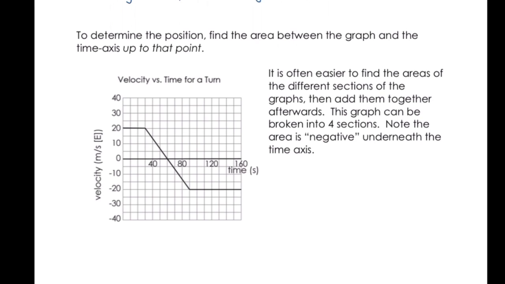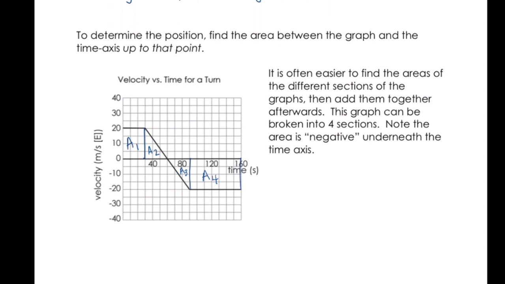So often it's actually easier to just find the area of the different sections of the graph and then add them together afterwards. This graph can actually be broken up into 4 different sections. If we were to break them up into sections, we have a section here, which would be A1, area of the first one. We have a section here, A2. We would have a section here, A3, and then we have this much larger section at the end, which is A4.